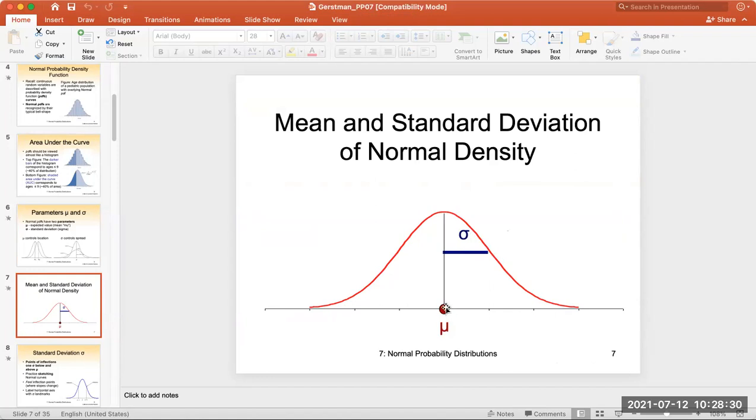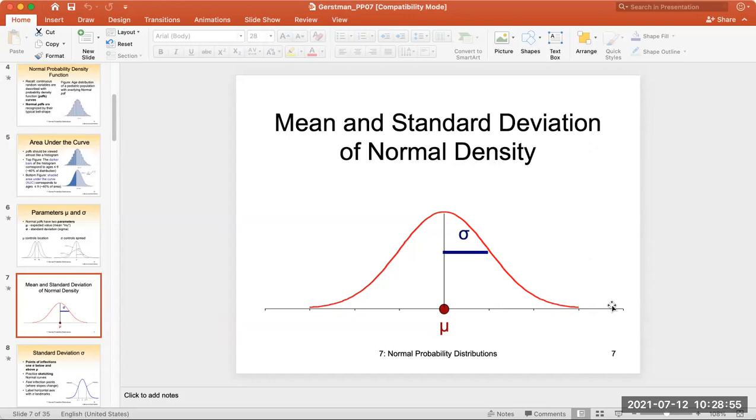In the middle there is the expected value or the mean value, and this is the sigma, the standard deviation. There may be 1 sigma, 2 sigma, 3 sigma. Like this, we can measure the dispersion. How dispersed is it? The spread.